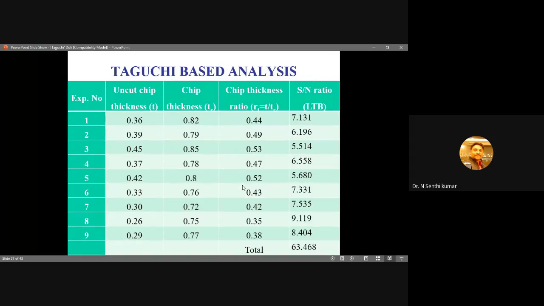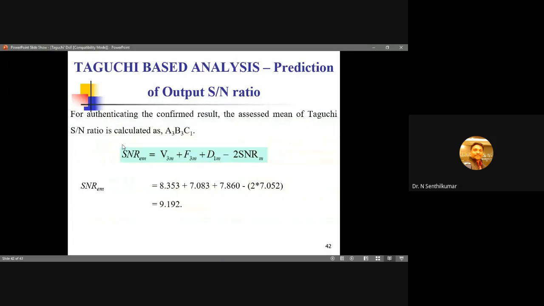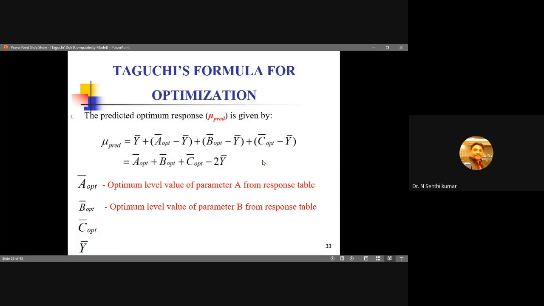Now, this SN ratio I have put at the average, and the total I have taken, okay? Now, I am going to put it in the prediction formula. V3M, that is cutting speed, what is the optimum condition? 3. Feed rate, what is the optimum condition? Third level. Depth of cut, the optimum condition is 1, minus 2 into the signal to noise ratio of means. So this is the same as the formula that you have seen here. Am I right? This formula, no?